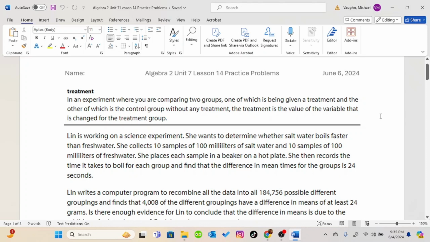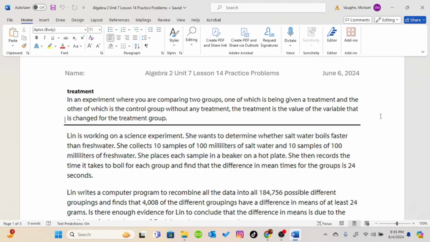Welcome to Algebra 2, Unit 7, Lesson 14, Practice Problems. This lesson has one vocabulary term, and that is treatment.